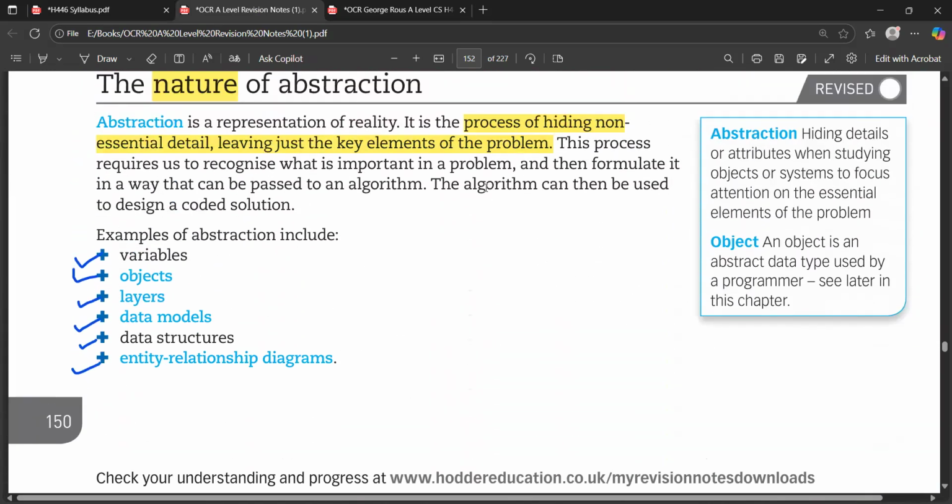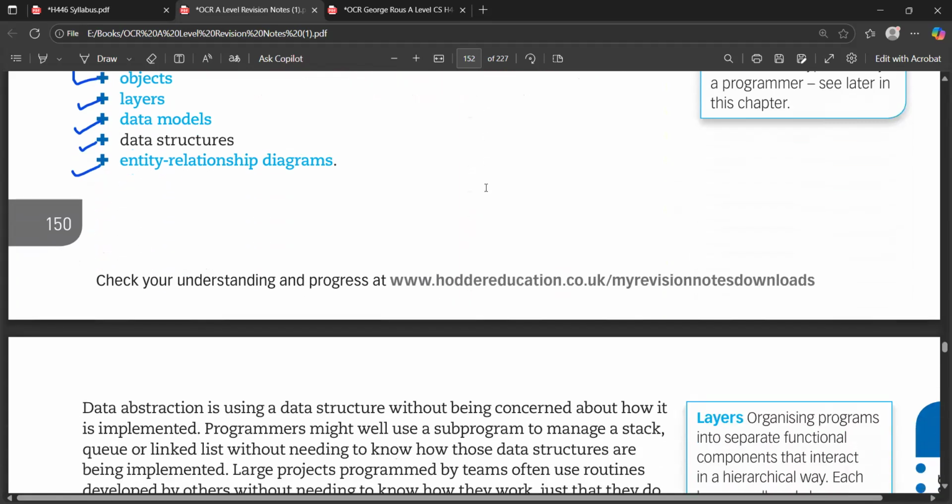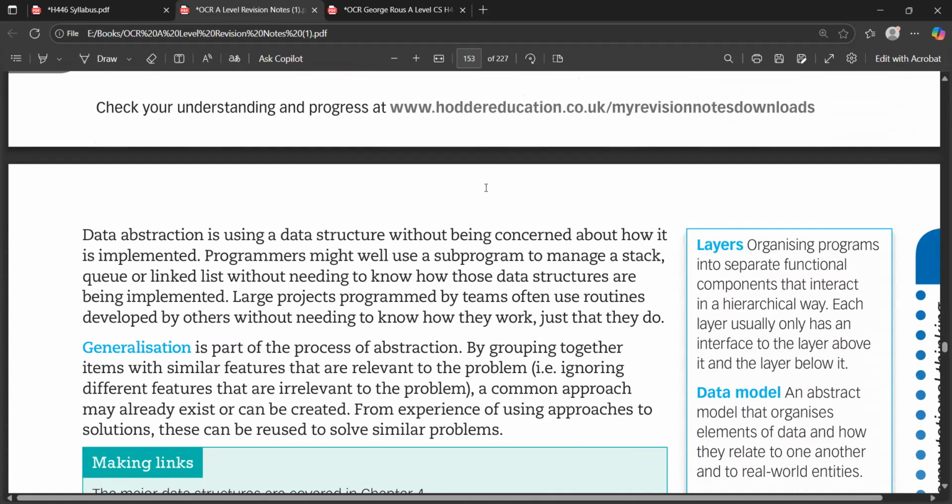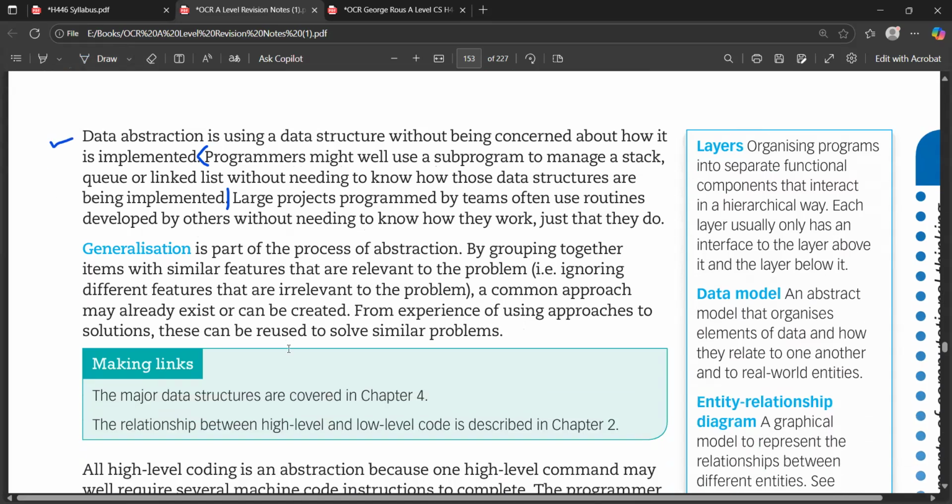Well, you know what is an object? An object is a data type. We will see this later, but it's like when you are turning something into a data model. So data abstraction can be used in data structures as well without being concerned about how it is being implemented. So programmers might well use a subprogram to manage a stack, queue, or linked list without needing to know how these data structures are being implemented. So large projects programmed by teams often use routines developed by others without needing to know how they work and just what they do. Generalization is also a part of abstraction.